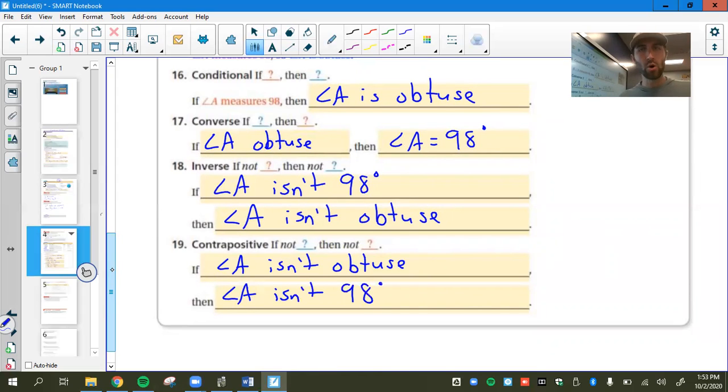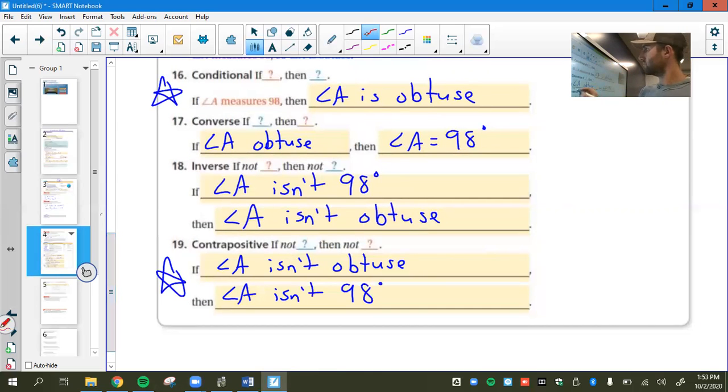Now, something to make note of here is that a conditional statement and a contrapositive statement are always going to be together. They're paired together, or excuse me, not a converse. A conditional statement and a contrapositive statement are always paired together. If a conditional statement is true, the contrapositive statement is true every single time, okay?